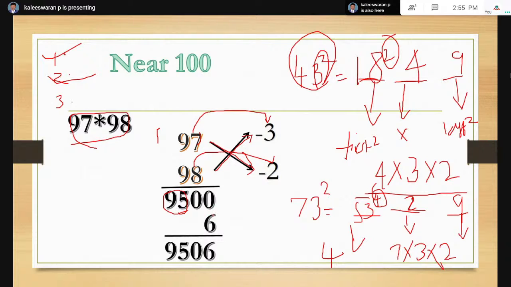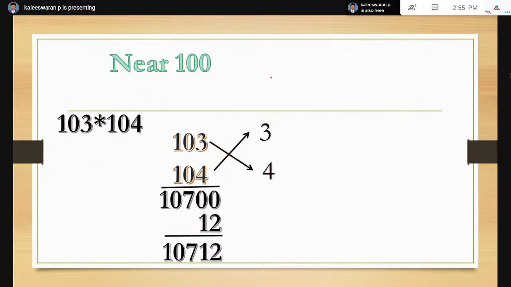Here the base value is 100, so we need to add 2 zeros. And the last step is minus 2 into minus 3. Minus 3 into minus 2 equal to plus 6. So the final answer is 9506.